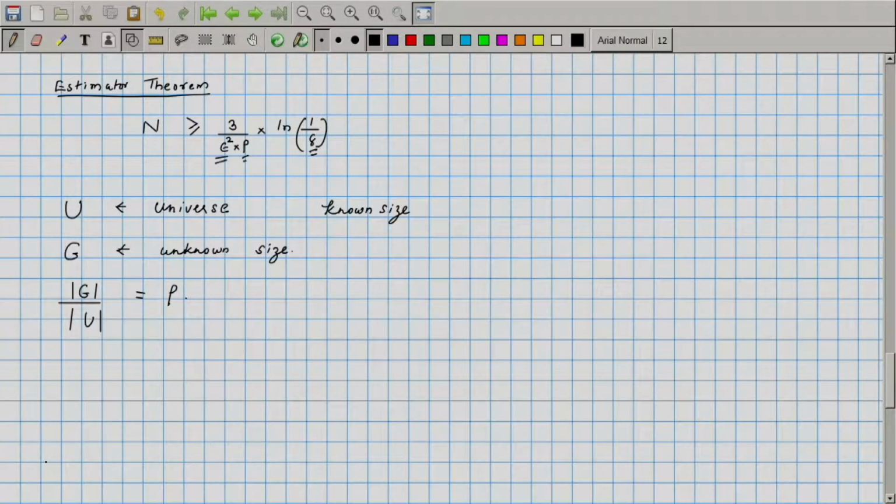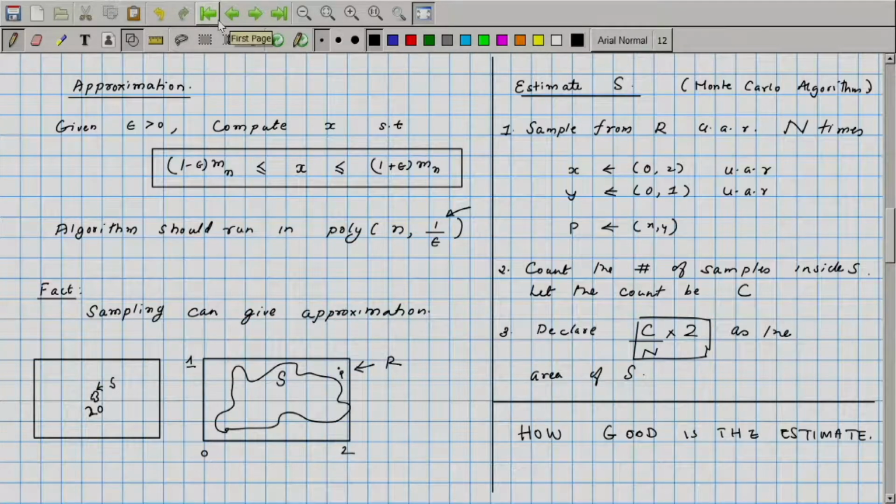Okay. Now we need to understand what delta is. So this algorithm can give various answers at various times. It depends on what all we sampled. This was our correctness criterion, that is, the answer returned should lie between 1 minus epsilon and 1 plus epsilon times the correct answer. Okay.